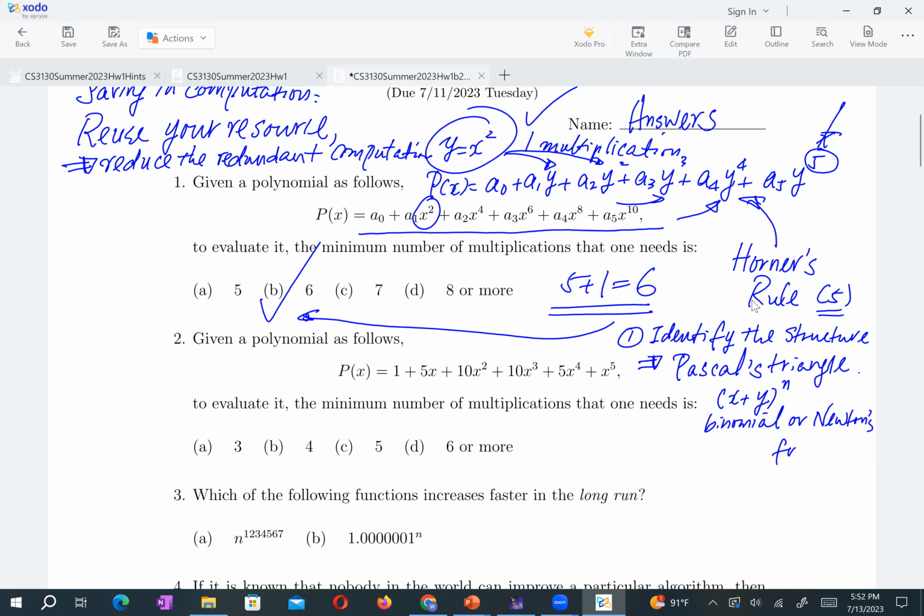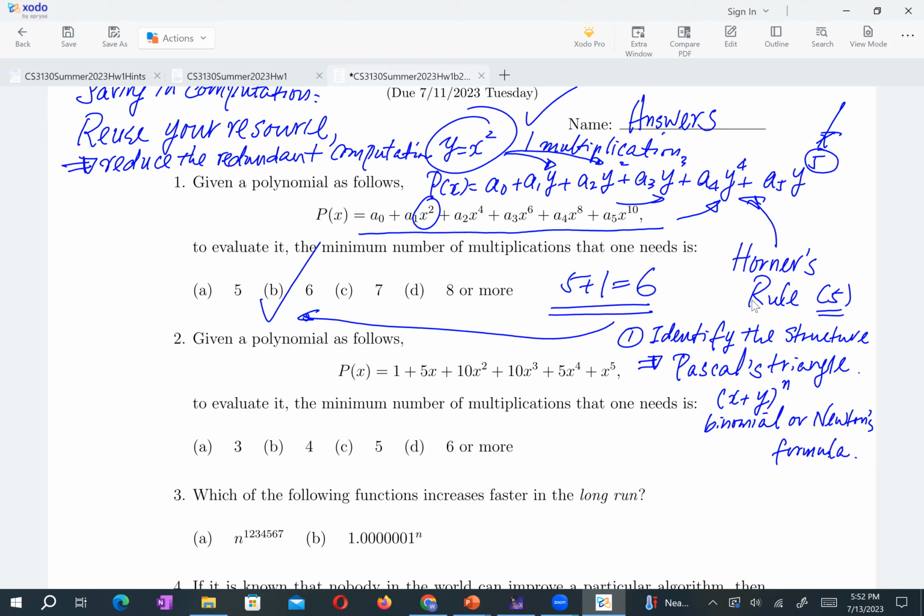It is also related to Newton's formula, the binomial formula. This is a binomial form, or Newton's formula. As I remember, this binomial expansion appears in your discrete math. In your discrete math, you have that formula, among many formulas. One of them is this one.